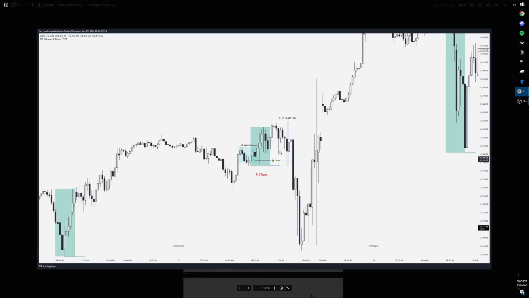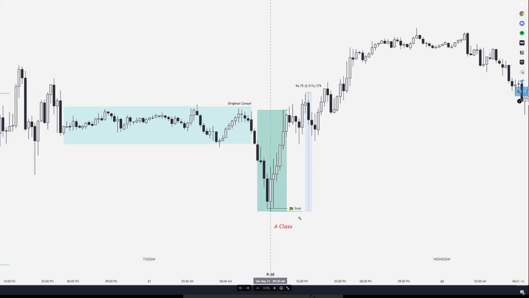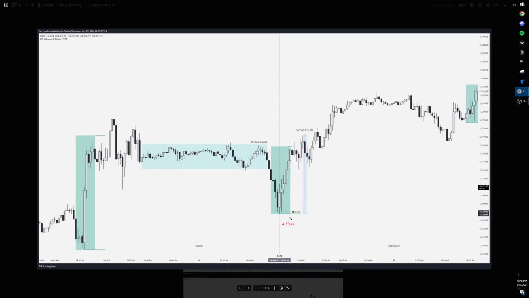Now this is a smaller range, but also notice we have a huge news driver in the PM session. So you can expect a choppy range like this. Another A class. These are the most important ones you should be studying. A lot of consolidation to the left of it.